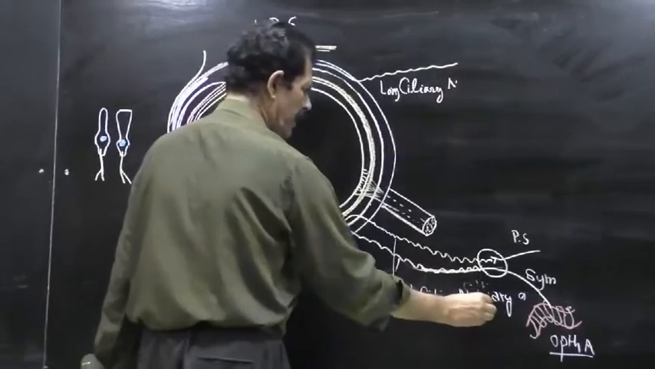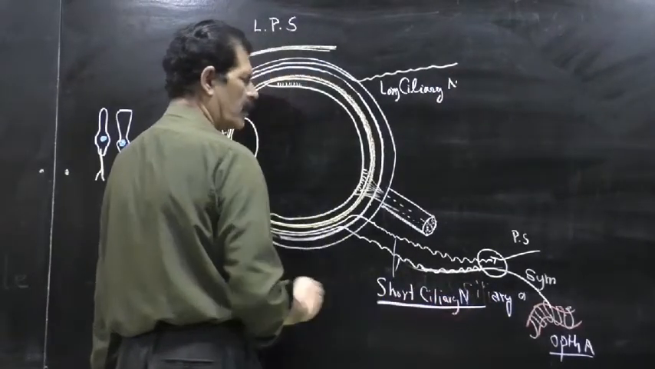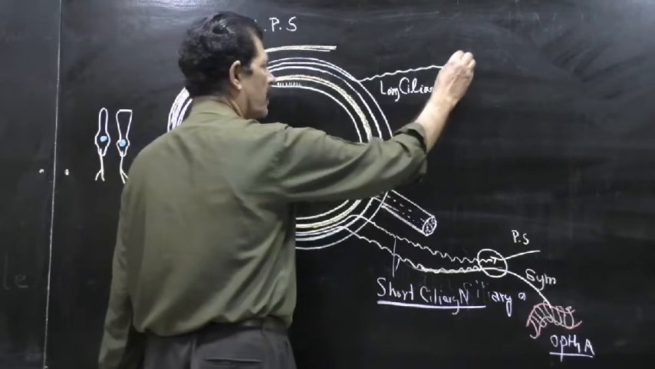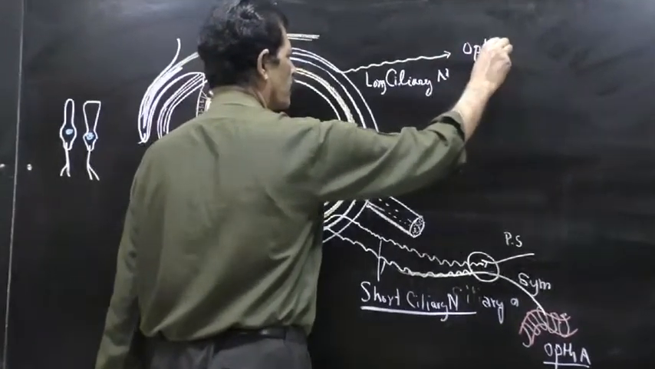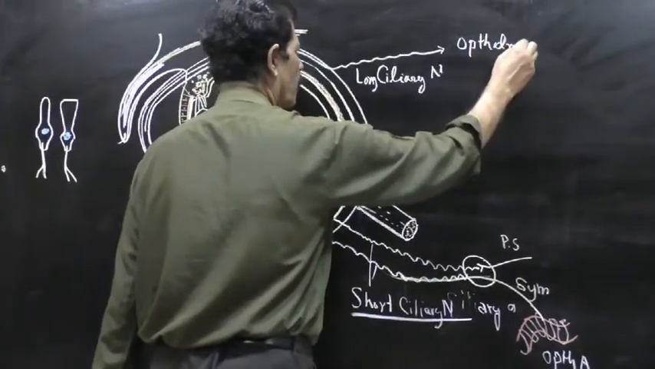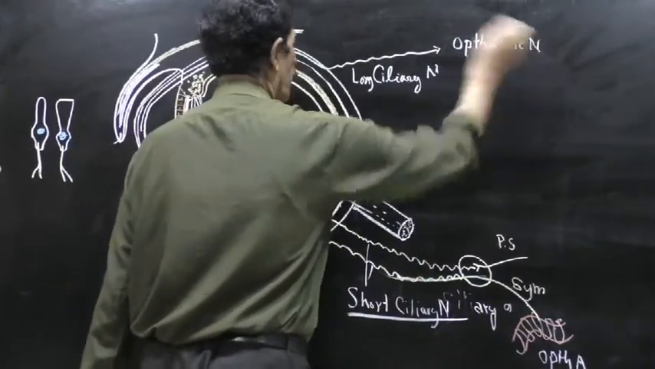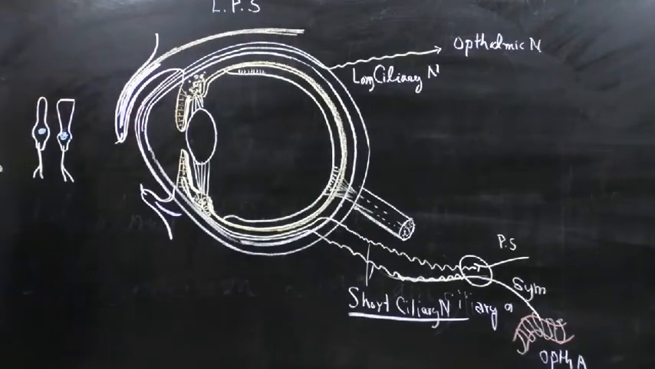The short ciliary nerves are autonomic. This is the long ciliary nerve, which is ultimately a branch of the ophthalmic nerve. So this is how we study the structure of the eyeball as a whole.